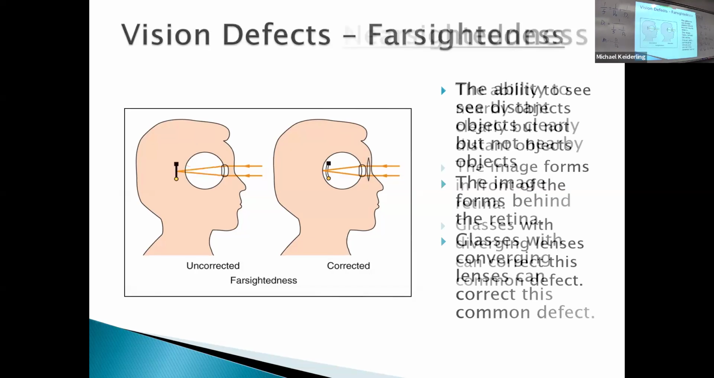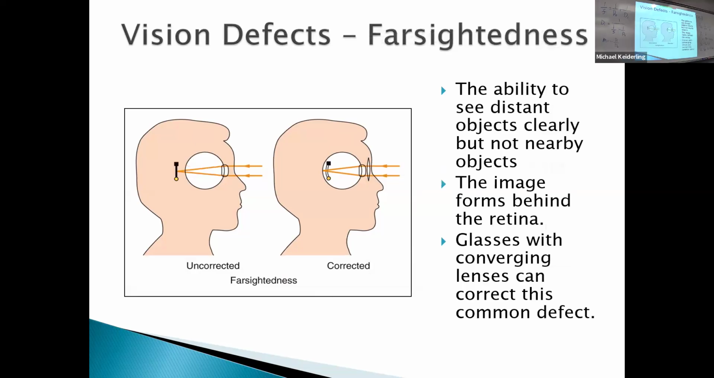The other is farsightedness. This is the ability to see distant objects clearly, but not nearby objects. Here, the image forms behind the retina. And so you use glasses with converging lenses to correct this common defect. For farsighted, this is what reading glasses are for.